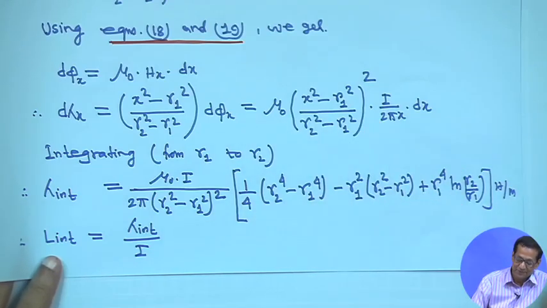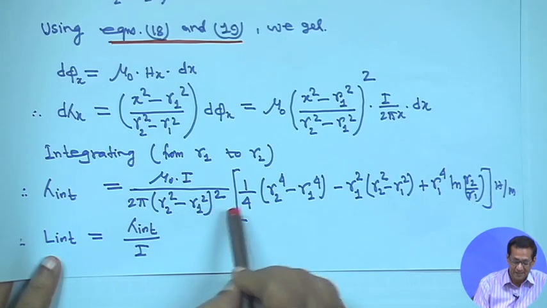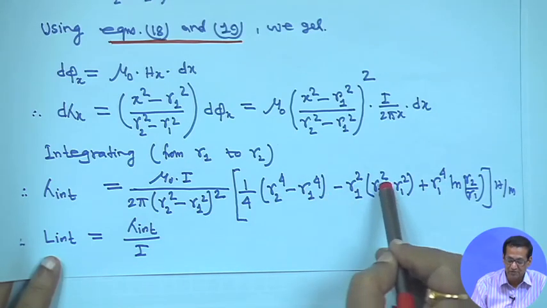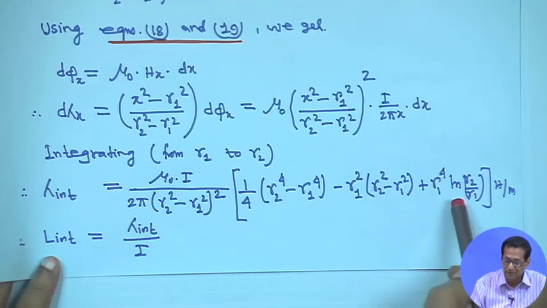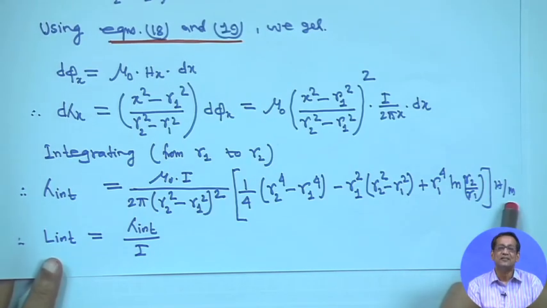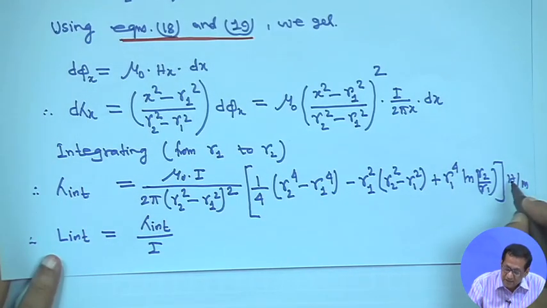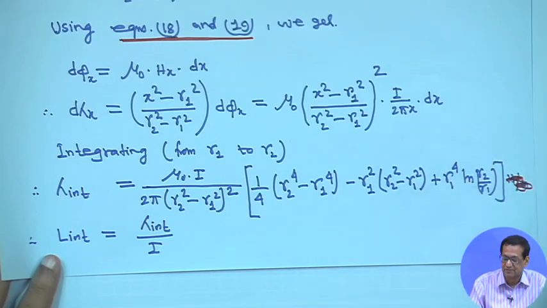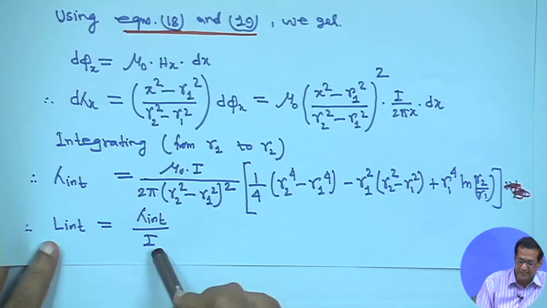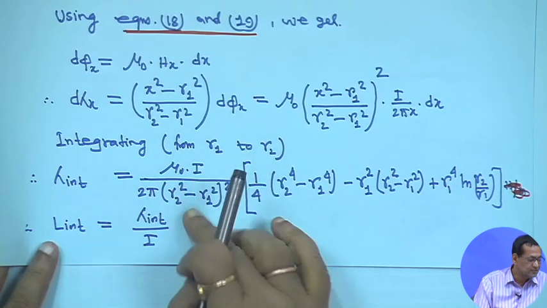In this case you will get mu 0 into I upon 2 pi (R2 square minus R1 square) whole square, in bracket 1 upon 4 (R2 to the power 4 minus R1 to the power 4) minus R1 square into (R2 square minus R1 square) plus R1 to the power 4 natural log ln R2 upon R1, bracket close. This is lambda internal. So, this is actually not Henry per meter, this is flux linkage, Weber turns. So, L internal is equal to lambda internal upon I, so divided by I. So, this I should not be there. So, this is the expression of L internal.